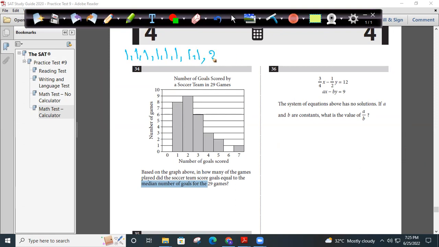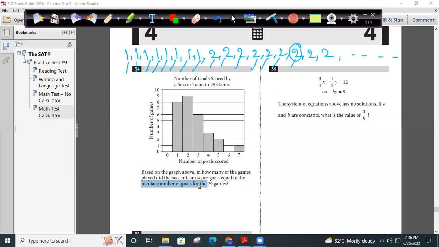Now 2 has come 9 times: 2, 2, 2, 2, 2. See how boring it is to write these terms. 3, 6, 7, 8, 9, and so on. Now I need to find which is the 15th term. First term, second term, third term, fourth, fifth, sixth, seventh, eighth, ninth, 10th, 11th, 12th, 13th, 14th, 15th. So the 15th term is 2.